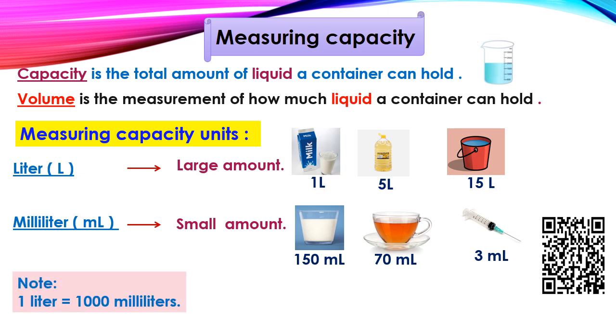Here we wanted to know the relation between liter and milliliter. Okay, 1 liter equals 1,000 milliliter. For example, 2 liters equals 2,000 milliliter. 3 liters equals 3,000 milliliter.